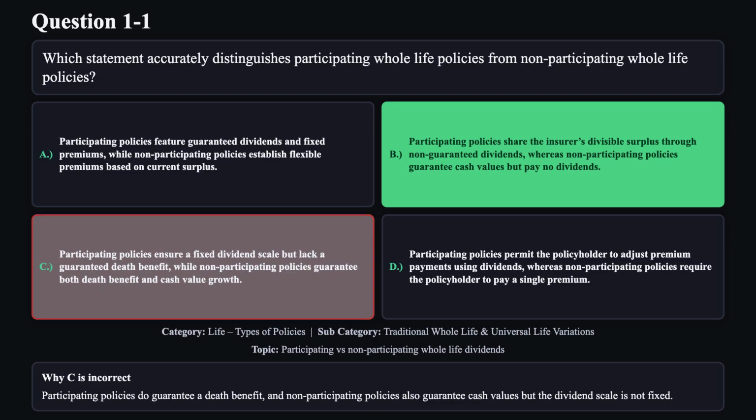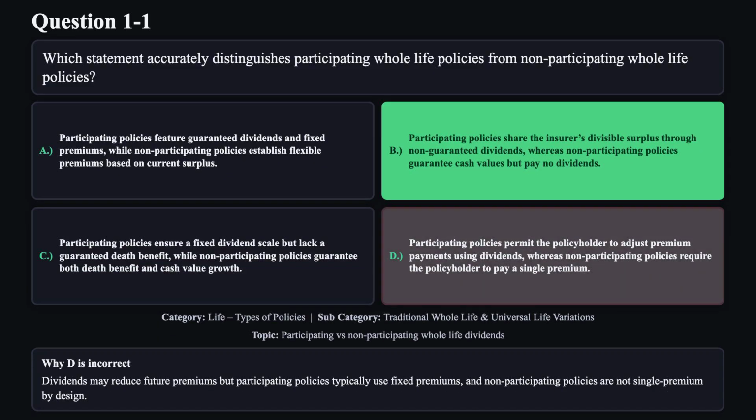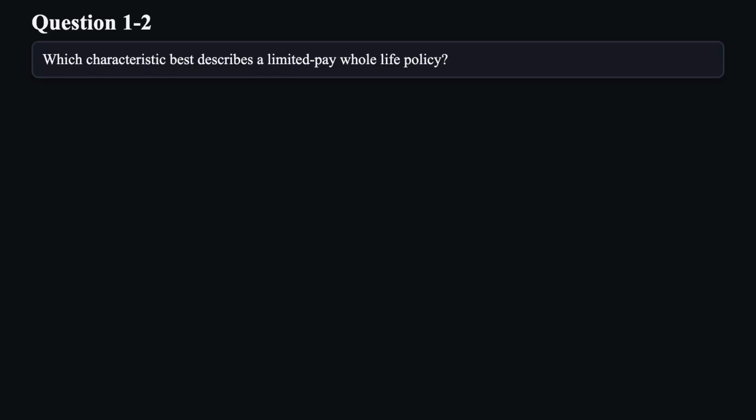Reason C is not correct. Participating policies do guarantee a death benefit, and non-participating policies also guarantee cash values, but the dividend scale is not fixed. Reason D is not correct. Dividends may reduce future premiums, but participating policies typically use fixed premiums, and non-participating policies are not single premium by design.